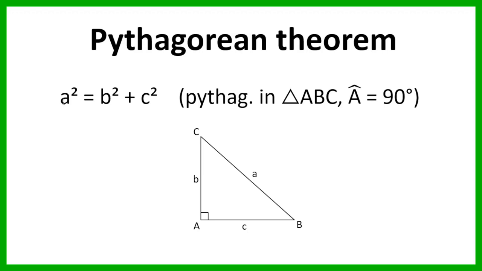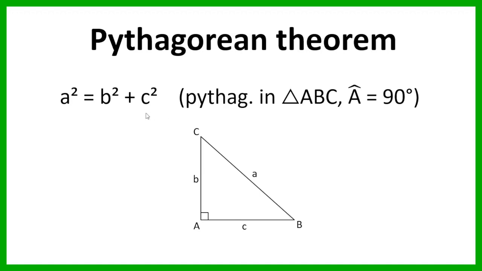So that is why over here I have a, b and c, little a, little b, little c. That is talking about the lengths of the sides in the triangle. So a is the length of the hypotenuse because it is opposite the right angle, okay? So a squared, that is the square on the hypotenuse, is equal to b squared plus c squared, the two other sides squared and added together.